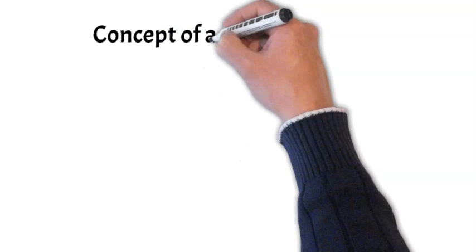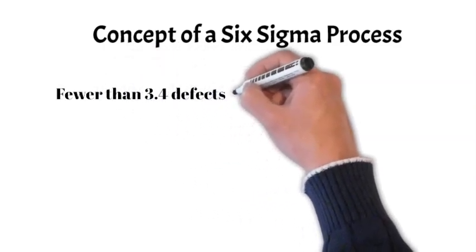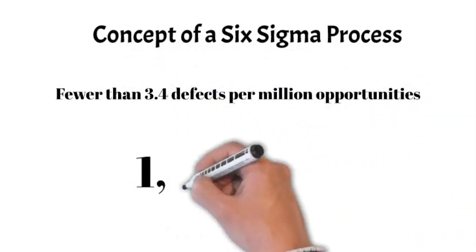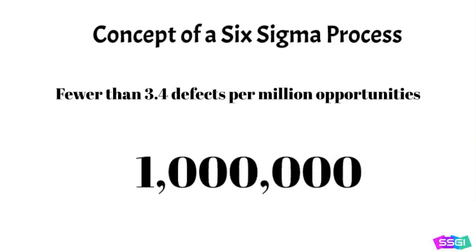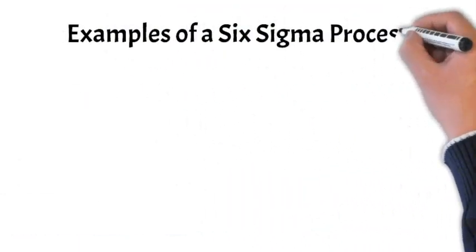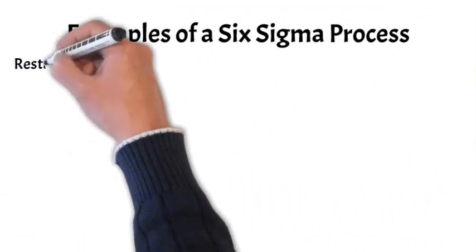The last of the 10 terms often used by Lean Six Sigma professionals relates to the concept of a Six Sigma process. When the phrase Six Sigma quality or Six Sigma process is used, it expresses a very specific level of quality. A Six Sigma process is one that delivers fewer than 3.4 defects per million opportunities. Here are some examples of how this concept can be applied in practice.